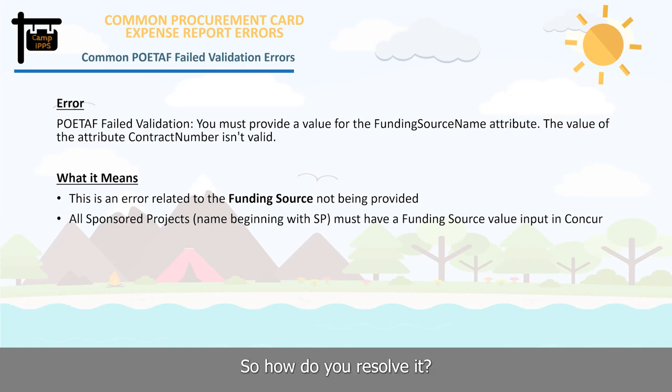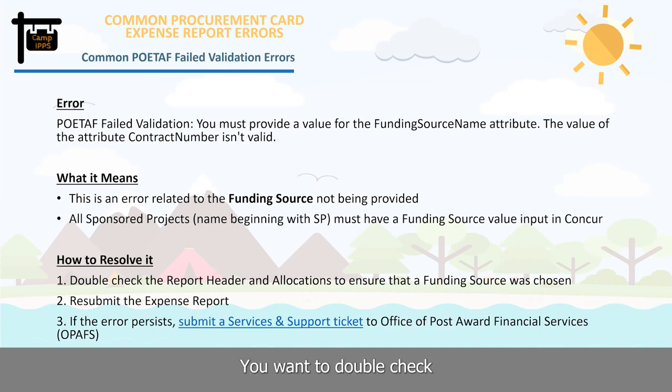So how do you resolve it? You want to double check the report header and allocations to ensure that a funding source was chosen. Then you want to resubmit the expense report. And if the errors continue to persist, you want to submit a services and support ticket to the Office of Post-Award Financial Services, OPAFS. So same as before, you cannot manually type in your funding source.